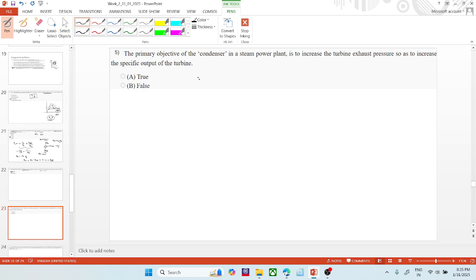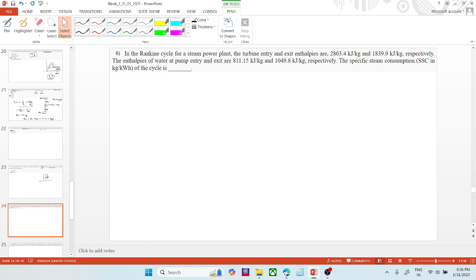Next, the primary objective of the condenser in a steam power plant is to increase the turbine exhaust pressure. Increase or decrease? The condenser is used to decrease the turbine exhaust pressure here. We don't want to increase the turbine exhaust pressure. The pressure of the condenser is very low, and it is used to decrease the turbine pressure. So this statement is false. Hope this is clear. It is not a very big problem.